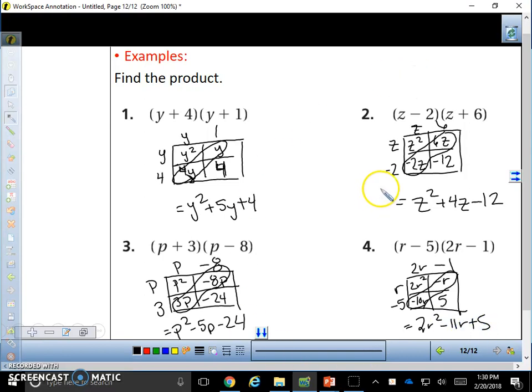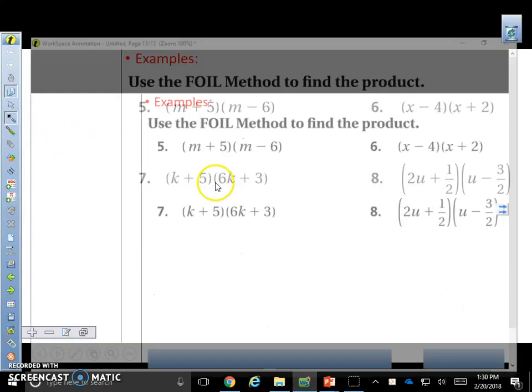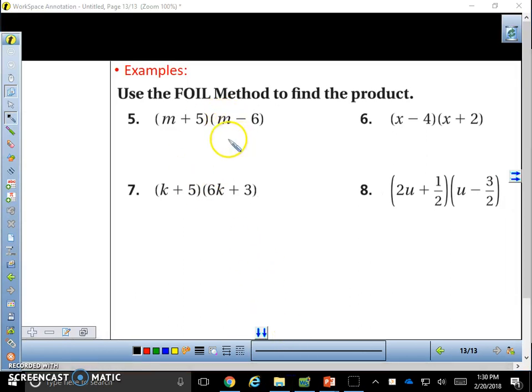Great, so that's the rectangular array. That's my preferred method just because it always works no matter if you're given binomial times binomial. Let's go ahead and talk about the FOIL way. You can like the FOIL way, it's okay. It's just not going to help you next year or the year after if you're given more than a binomial.